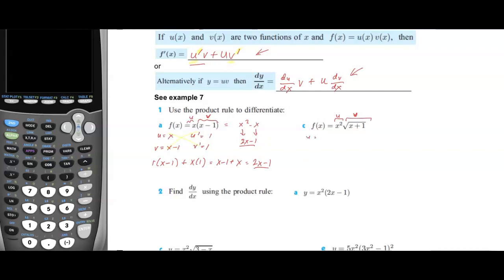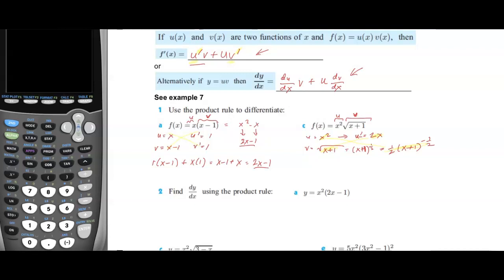Okay, now let's use the product rule to differentiate this u and this v. So u is equal to x squared and v is equal to the square root of x plus 1. I'm just going to rewrite square root of x plus 1 as x plus 1 to the 1/2 because it's a little bit easier to take the derivative of. The derivative of x squared is u dash equals 2x, and the derivative of x plus 1 to the 1/2 power is 1/2 times x plus 1 to the negative 1/2 power. And then we just multiply these two together, and then we multiply these two together.